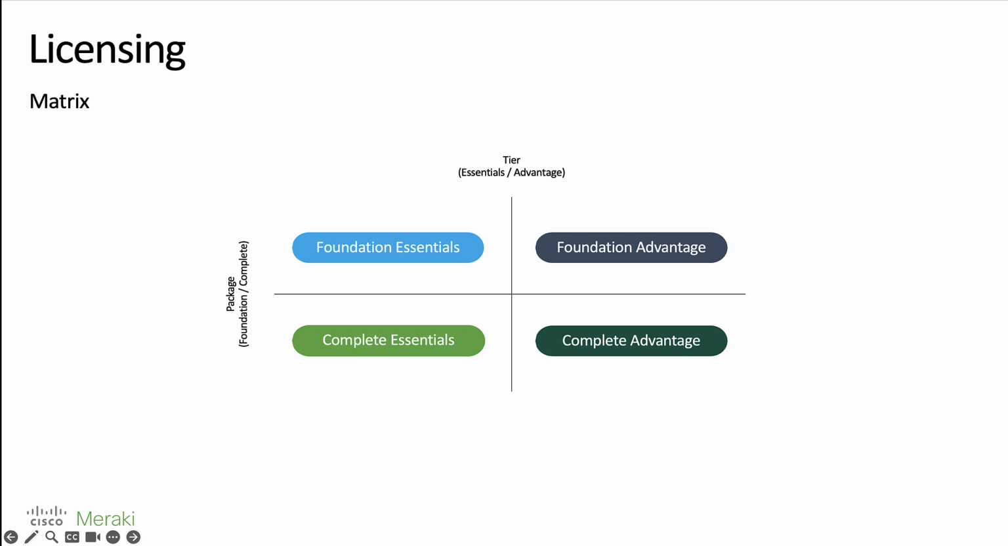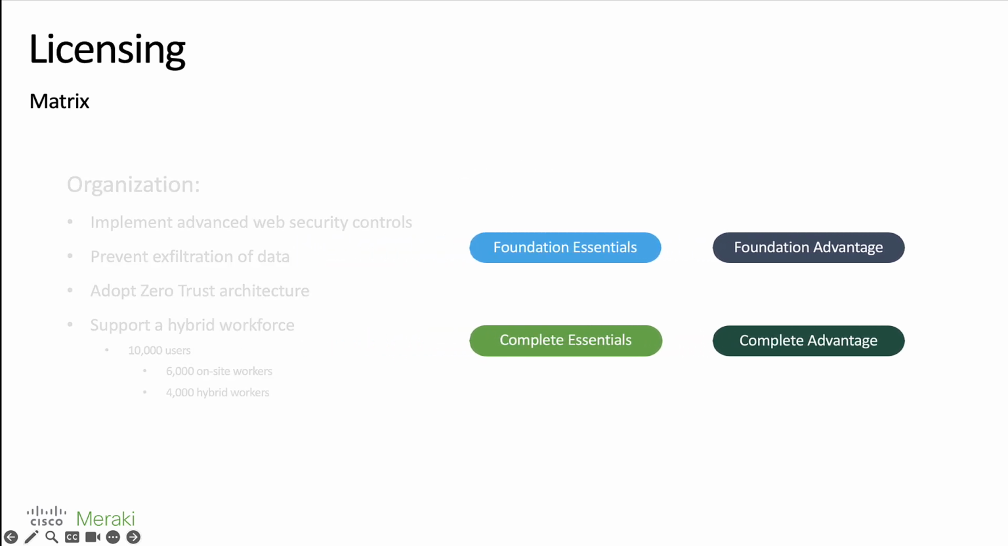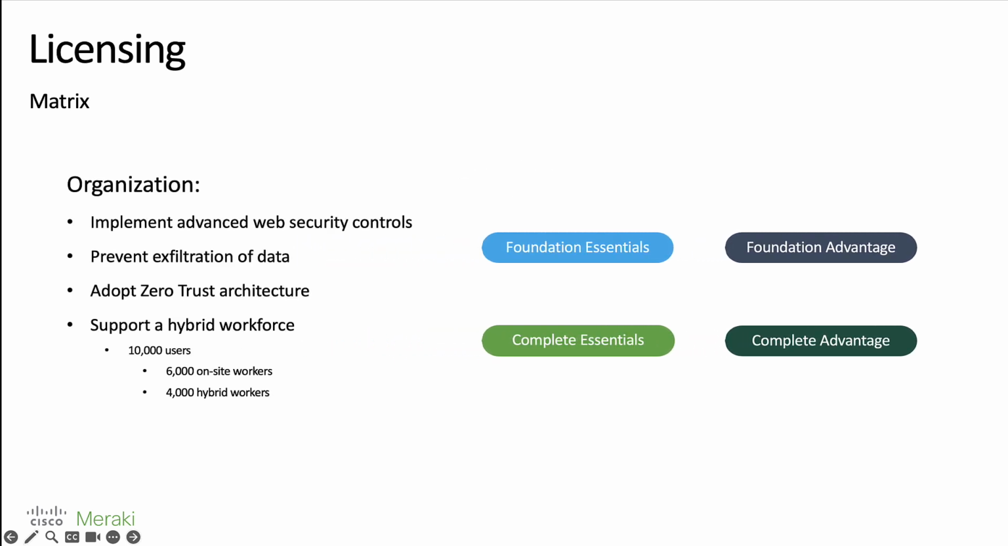So we've taken a look and we know that there's a difference between Foundation and Complete, as well as Essentials and Advantage. Let's see how this plays out in an example. Let's say, for instance, that you're an organization looking to implement advanced web security controls, as well as prevent the exfiltration of data, adopt a zero trust architecture model, and you need to support a hybrid workforce of 10,000 users.